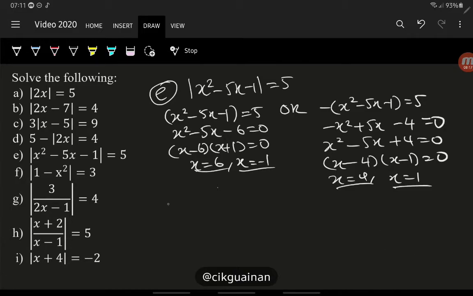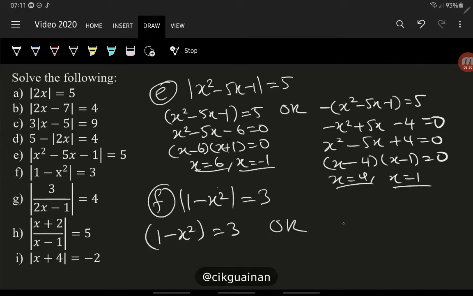F is that one. F: modulus of 1 minus x squared equals 3. So for this one, just the same thing. Okay, 1 minus x squared equals 3, or 1 minus x squared, negative, equals 3. Okay, so this one, 1 minus x squared equals 3, so minus 1. So x squared equals minus 2. This one no solution. Okay, this one no solution.